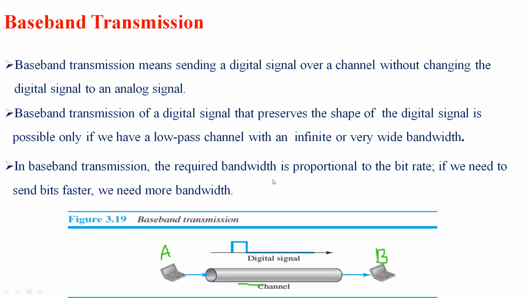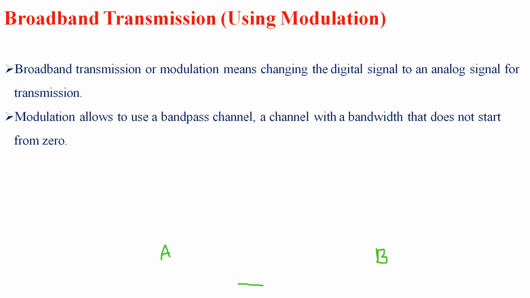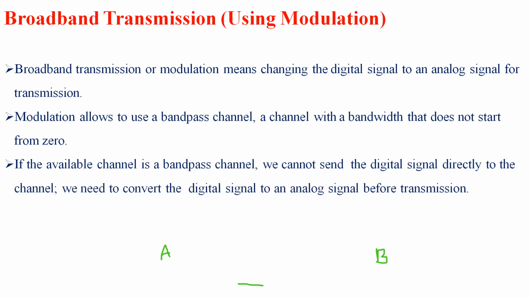Next we have broadband transmission. Broadband is nothing but modulation, meaning changing the digital signal into an analog signal for transmission. It allows a band pass channel, a channel with bandwidth that doesn't start from zero. If the channel available is a band pass channel, we can't send the digital signal directly to the channel. We need to convert the digital signal into an analog signal before transmitting.